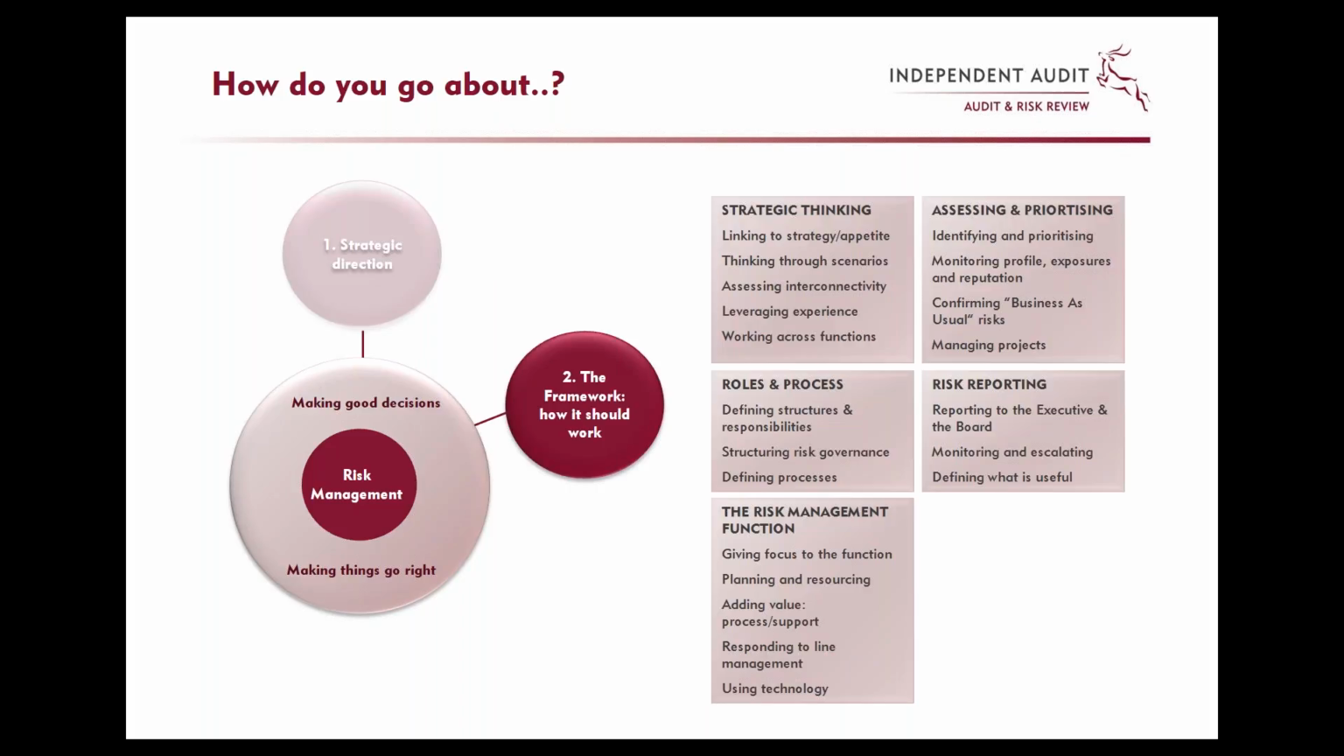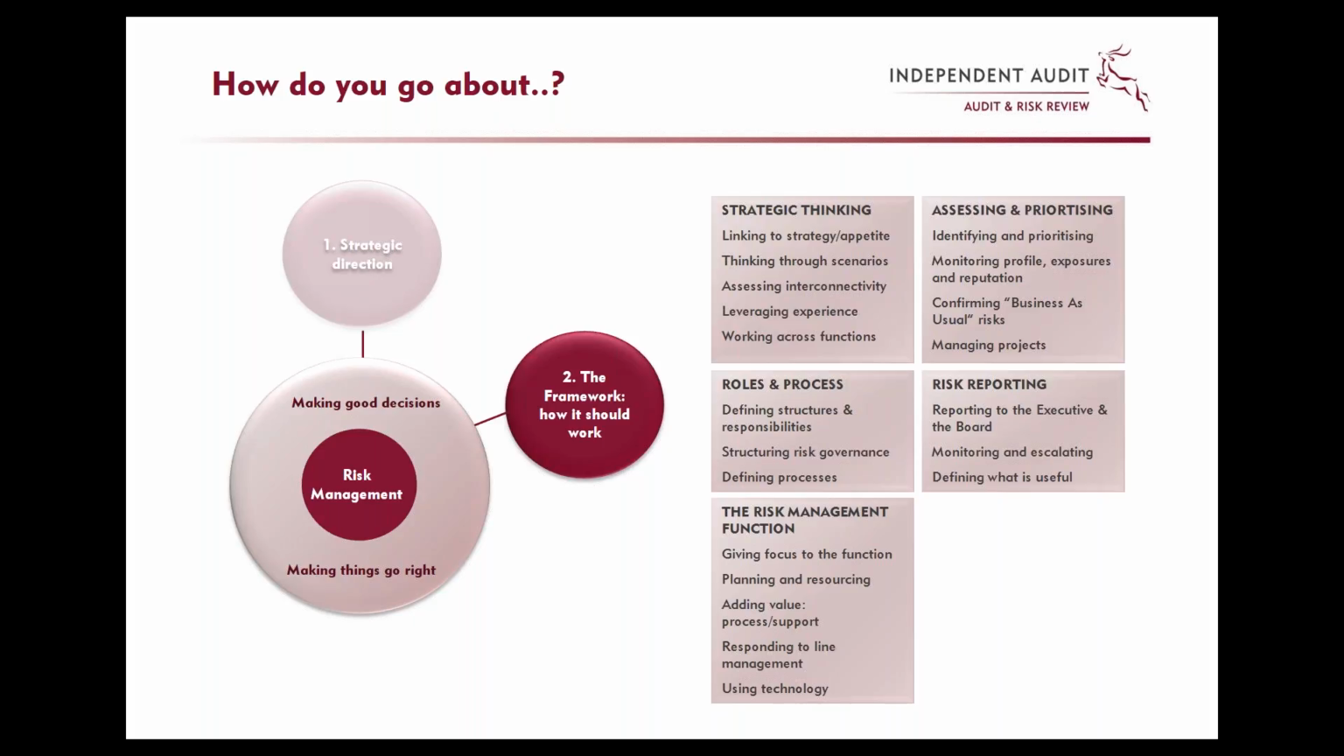And then the second part, in terms of the framework, there's a few different elements to this, and what we'd be looking for within a good framework is, again, how the overall risk management approach links into strategic thinking, particularly how the framework helps people think through scenarios, assess interconnectivity between different types of risk, and how it all works across functions. So that's the strategic angle. Then there's also assessing the risk and prioritizing the risks. Then there's angles around the different roles and the different processes that support all of that.